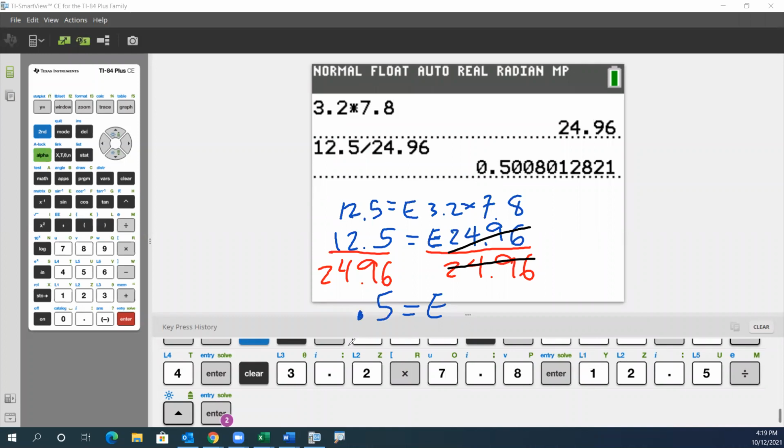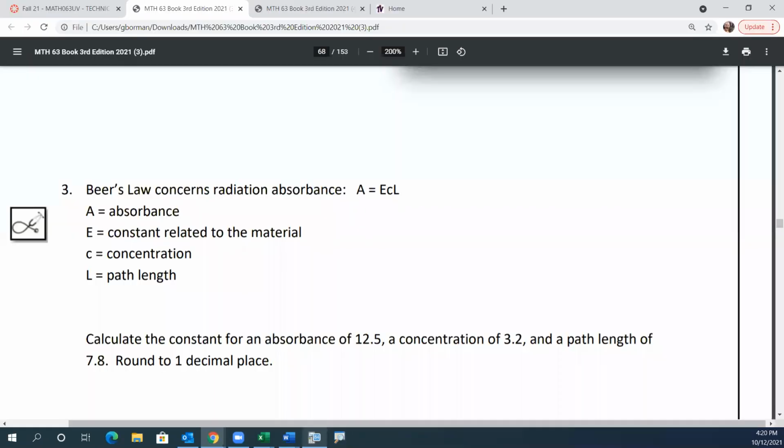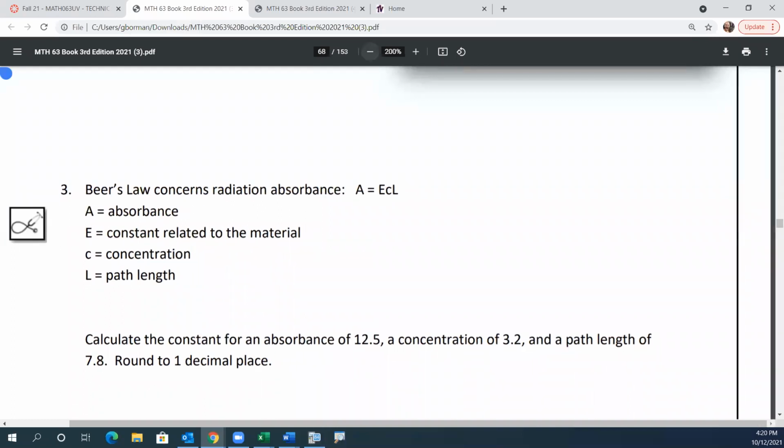Okay, now there is an alternative method for doing this problem, and the method I used and the alternative, they both work every time. The alternative method, and I don't care which way you do it, is to solve for E right off the bat. Well, what's being done to E? It's being multiplied by CL. So let's divide by CL. Okay, C's cancel, L's cancel, and I get E equals A over CL.